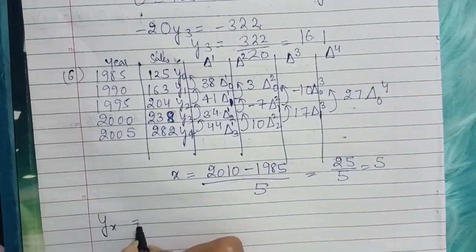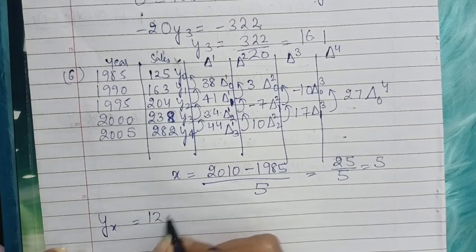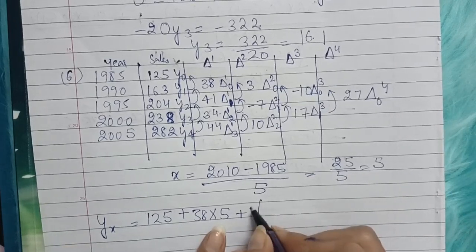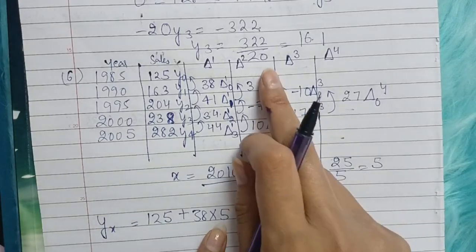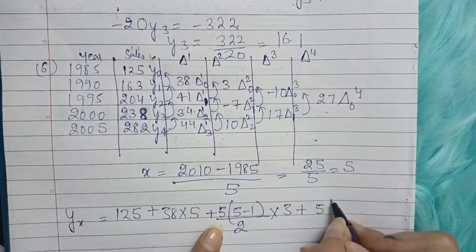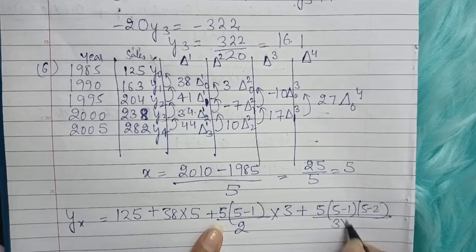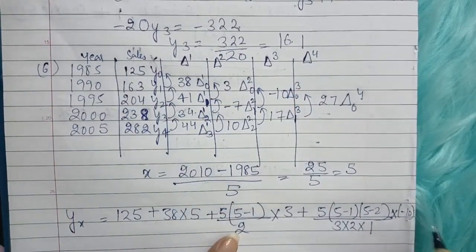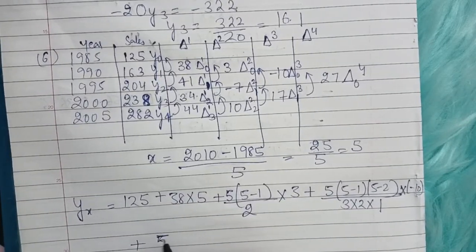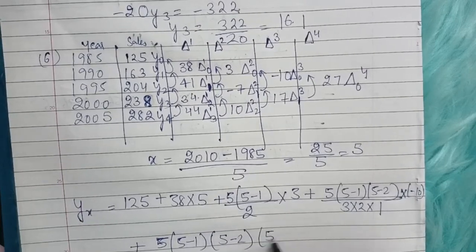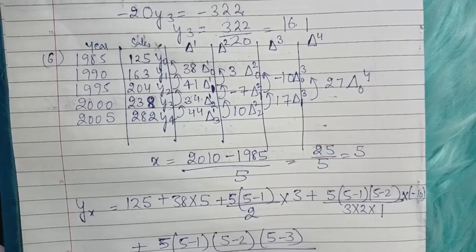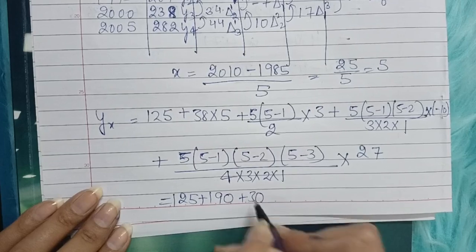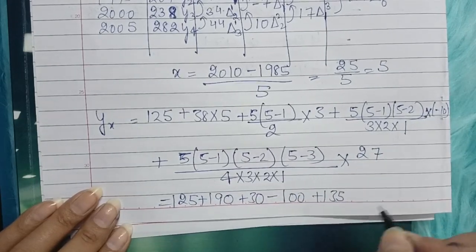So now I'm doing the question by using the formula. So yx equals 125 plus delta 0 to 1, that is 38 into x, plus x minus 1 upon 2 into delta 2, that is 3, plus 5 minus 1, 5 minus 2 upon 3 factorial, that is 3 into 2 into 1. So what would be my value? That is the first, second, third value, that is delta 0 to 3, that is -10. So we will multiply it with -10 plus 5 minus 1, 5 minus 2, 5 minus 3, divided by 4 factorial, that is 4 into 3 into 2 into 1, into 27, that is my last part. I hope you understood this thing. 5 plus 190 plus 30 minus 100 plus 135, that would be 380.